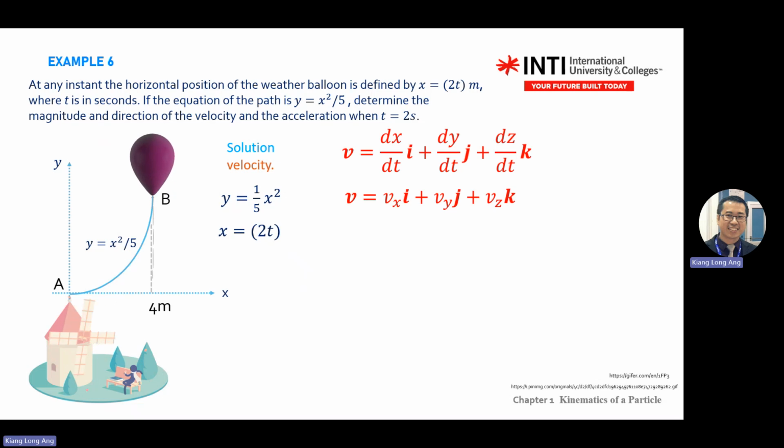So just now we learned about the vector for velocity. Velocity equals Vx in the x direction, i, plus Vy, j, and Vz, k. So from these two equations, are you able to find Vx? What is your Vx? What's the definition of velocity in the x direction? What is this Vx?